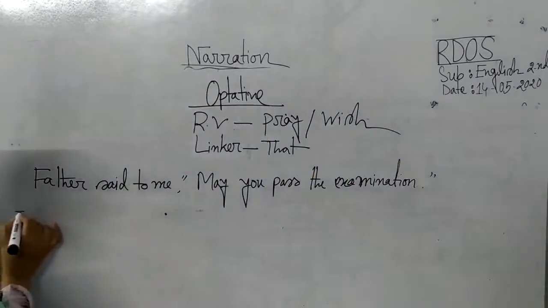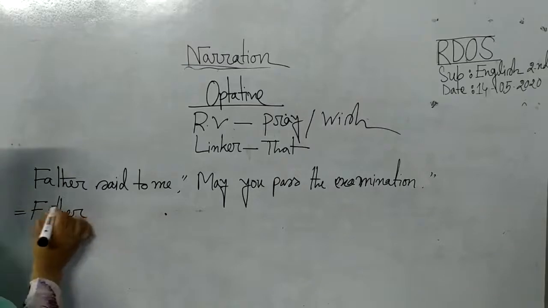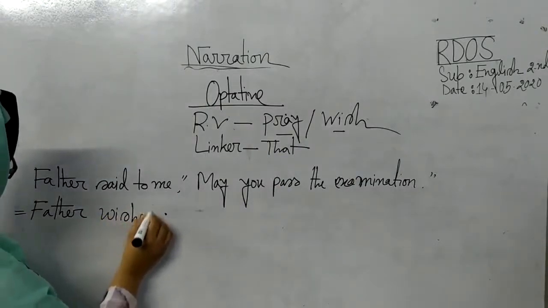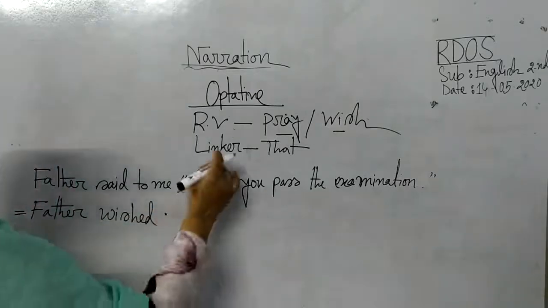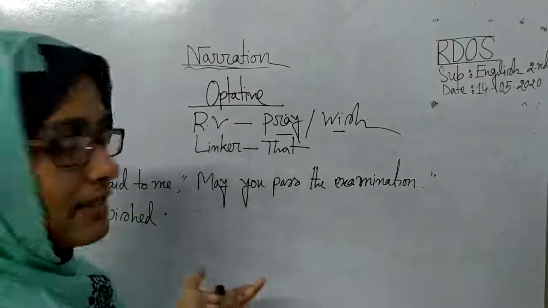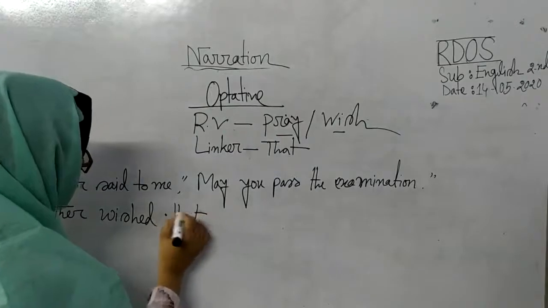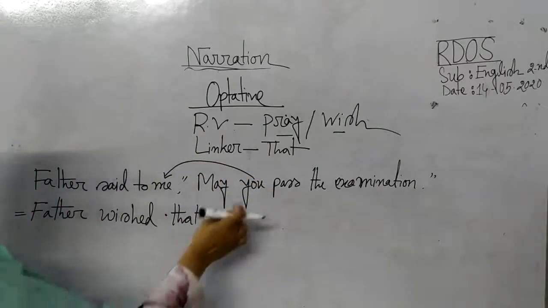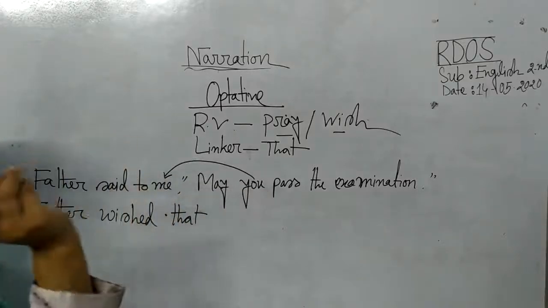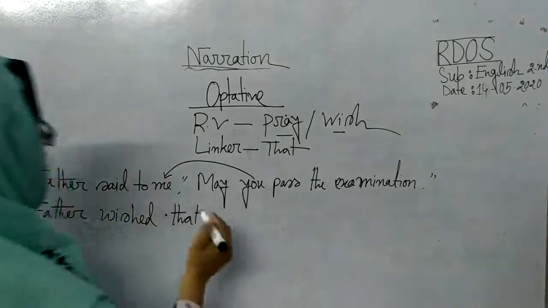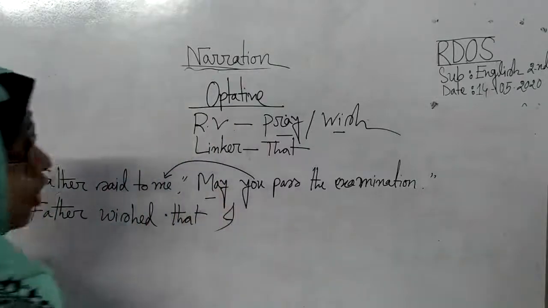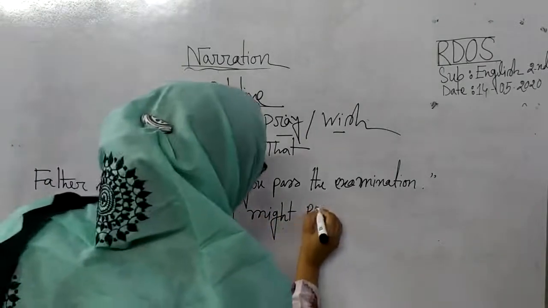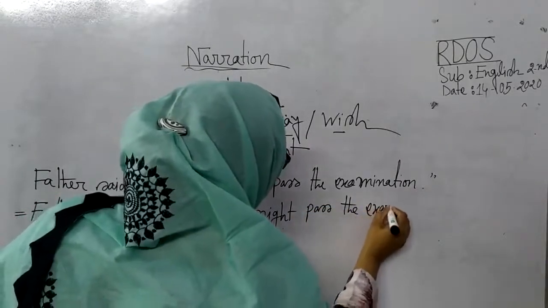Okay, so who is the listener? Who is the speaker? Father. Here we have pray or wish. Then, Father wished. Here what did we say? The listener will not be there, so the linker will come, that is, that. Okay, then you must find the subject, and the subject is you, will follow the listener, and the listener is me. Good, so what is the subjective form of me? Yes, good. I. Then what is the past form of may? This is a modal auxiliary, isn't it? So might pass the examination.